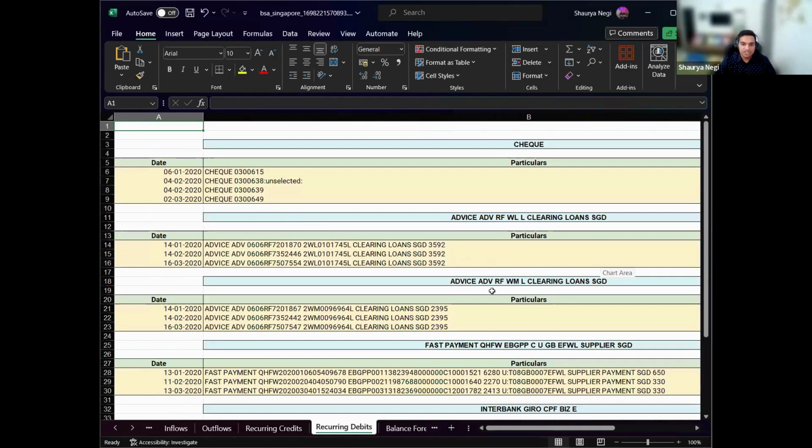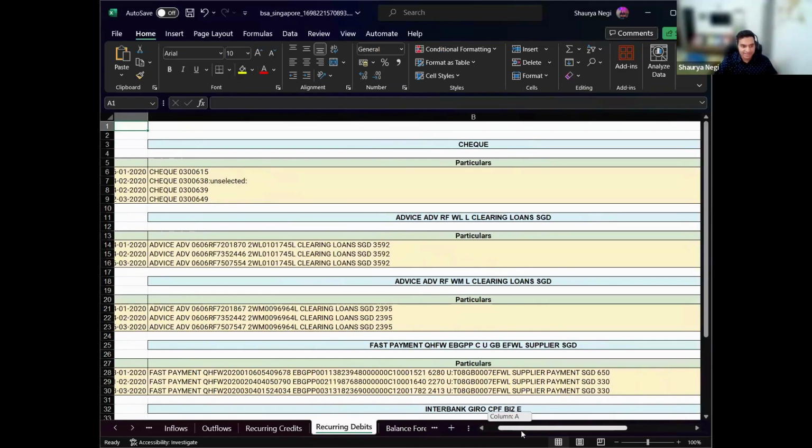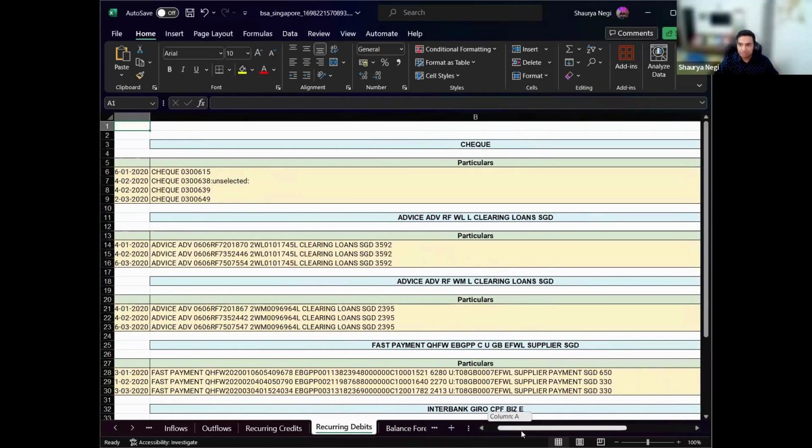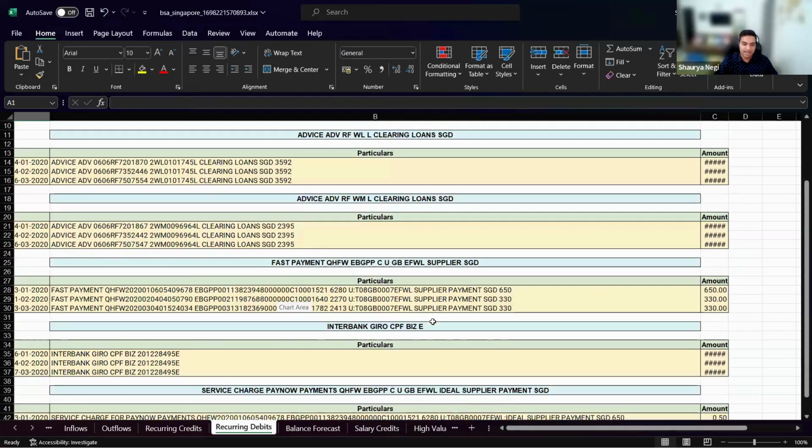So these sheets show recurring incomes such as salaries, utility bills, or any OTT payments of any sort, such as a Netflix payment made every month. So this particular sheet, recurring credits and recurring debits, gives all the recurring transactions and gives the analysis for that.